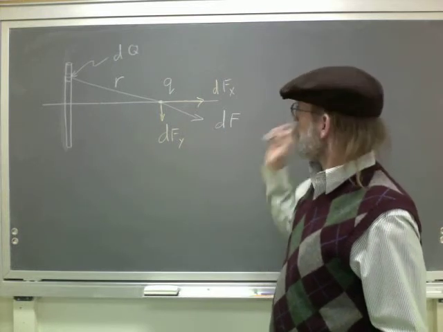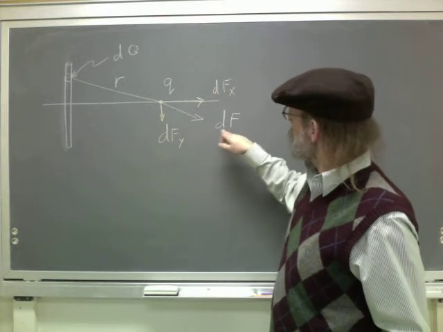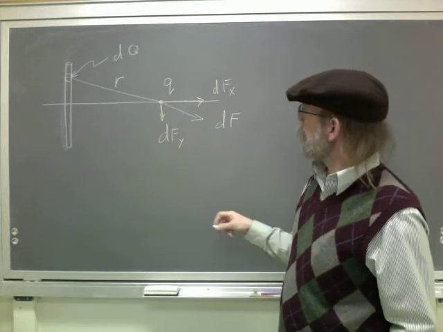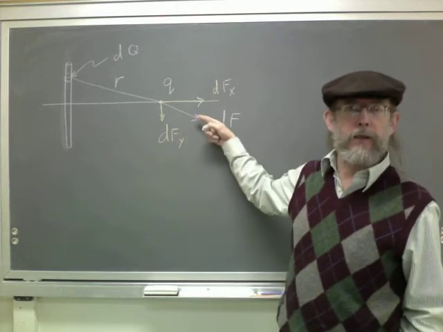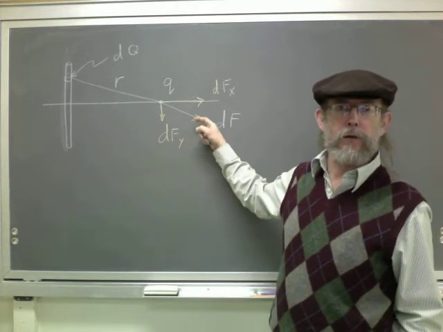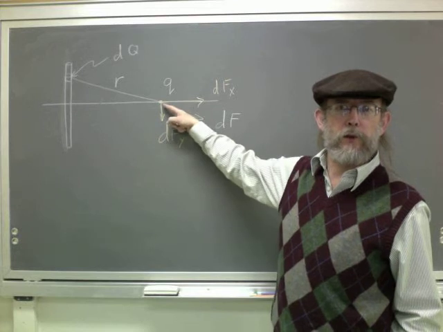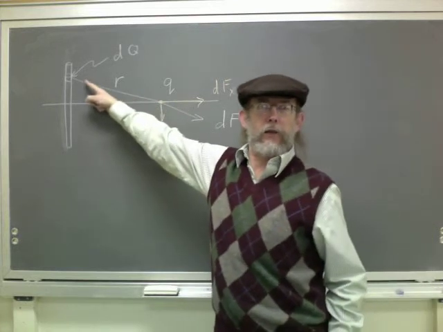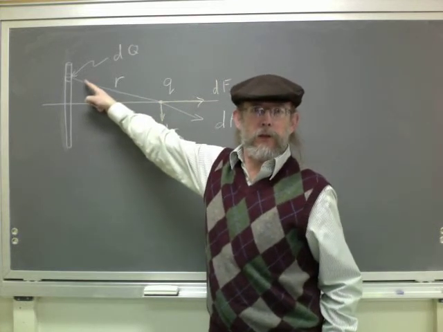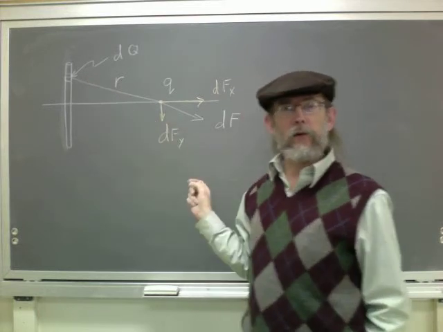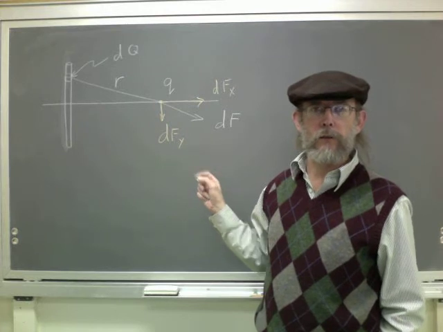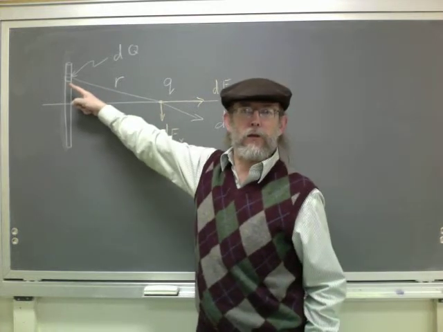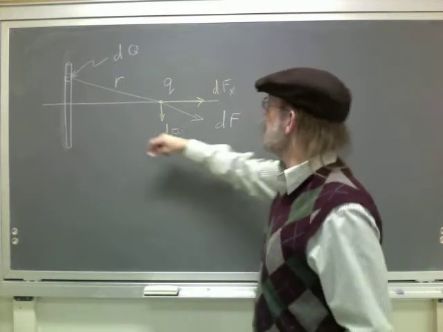Now, in terms of df, I can describe dfx and dfy. So df is the force produced on my victim charge by the environment charge dq over here. And I know the expression for the force of a point charge on another point charge, and certainly dq being infinitesimally small is close to being a point charge.